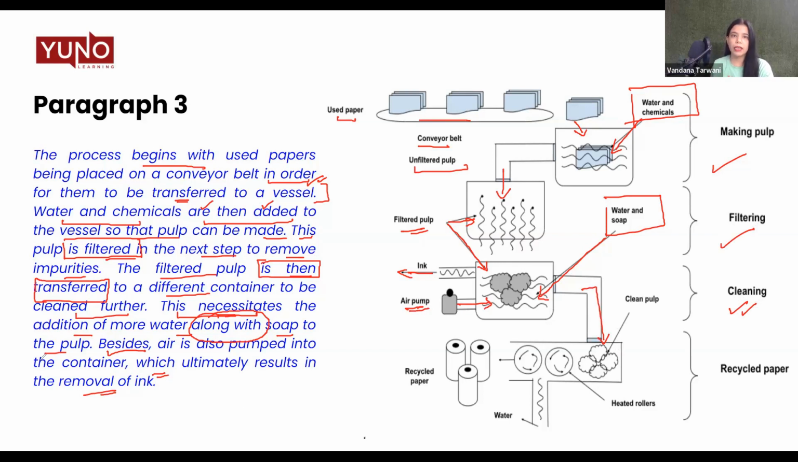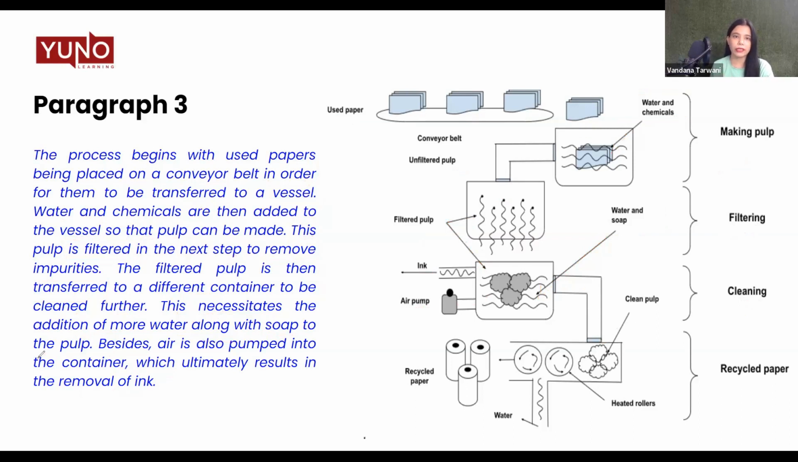But before that, let's take a look at the passive voice that is being used over here. Water and chemicals are then added. So, are plus the third form of verb. If you see, everywhere in this report, you will find the past participle. That is the third form of verb with is or are.